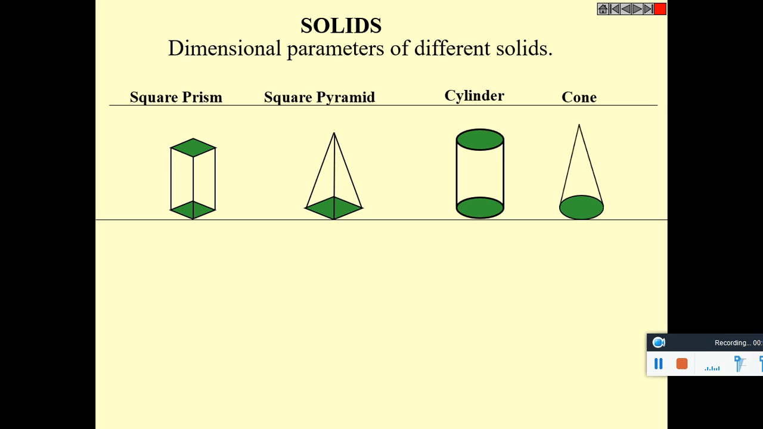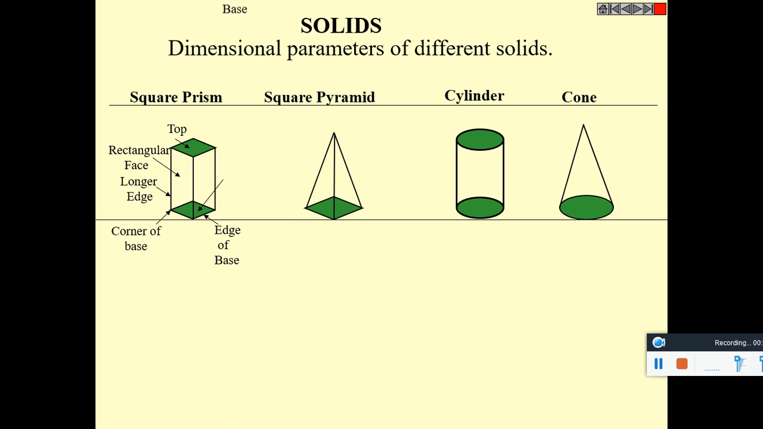The dimensional parameters of different solids. This is the top. And the rectangular face, it has 4 rectangular faces for a square prism. Longer edge, corner of base, edge of base and base.